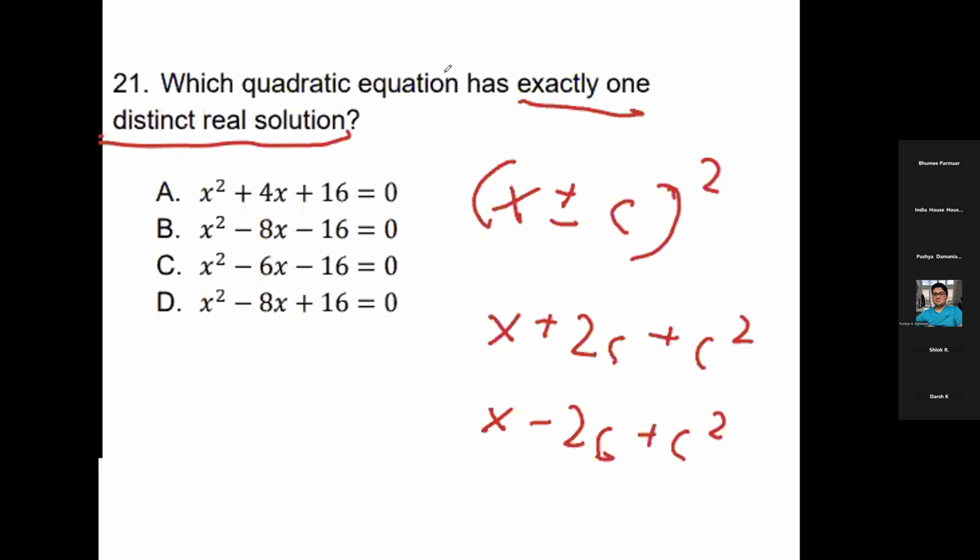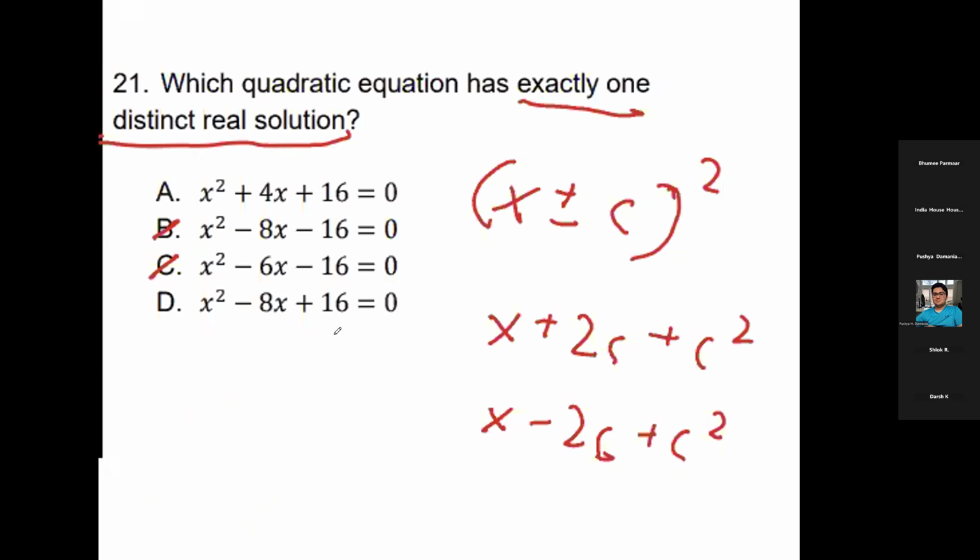It says which quadratic equation has exactly one distinct real solution, so we just have to go through these. So for this, we have positive or negative 16. So that means c squared is 16. Well, first of all, we can't actually even get negative 16. So we know that the answer can't be B or C, because say if we have x minus c times x minus c, well, negative c times negative c is just positive c squared always, and positive c times positive c is still positive c squared. So we can't ever get minus 16. So based off of that, we know it can't be B or C.